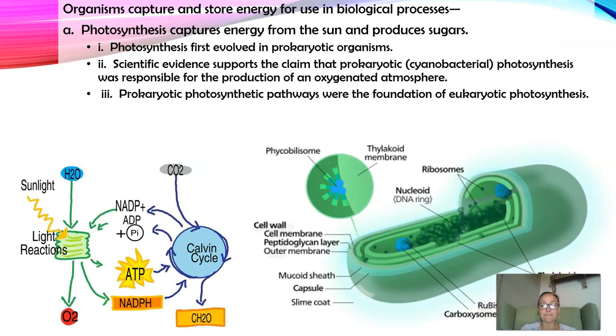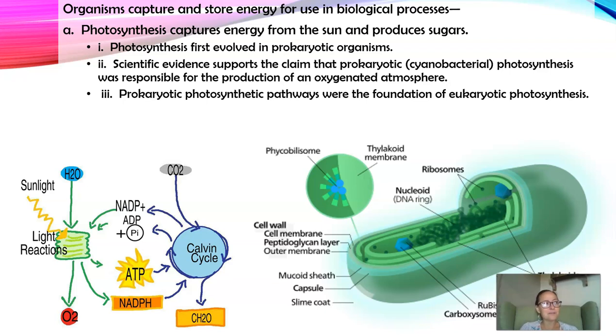So first, let's talk about photosynthesis. Photosynthesis is what autotrophs use to capture solar energy and convert it into chemical or usable energy for life. Photosynthesis first evolved in prokaryotic organisms, or cyanobacteria, which are blue-green bacteria. If you're reading a question or prompt about cyanobacteria, those are photosynthetic prokaryotes, and they were responsible for the first photosynthesis on Earth.